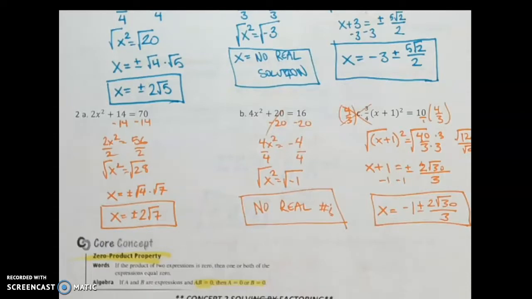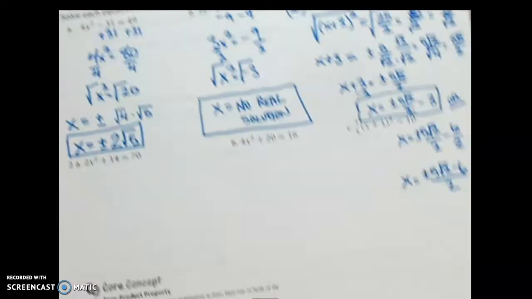If a product of two expressions is 0, then one or both of the expressions is equal to 0. As long as I'm multiplying by 0, it's going to give me 0. So if A and B are expressions, and A times B equals 0, then A equals 0 or B equals 0. One of them has to equal 0, or both could be equal to 0. Okay, so there's the idea right there, the zero product property.